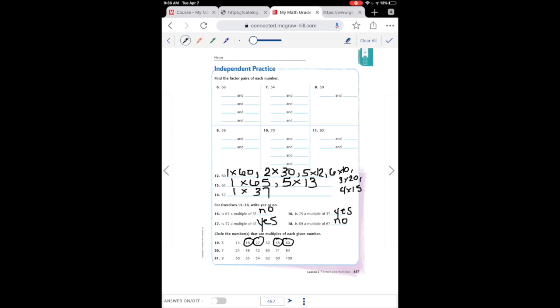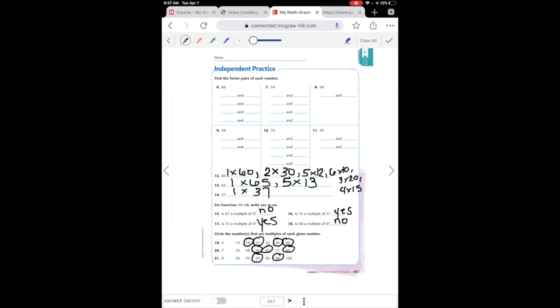Yes. Number 20, 7. If I count by sevens, will I say 24? No. Will I say 38? No. Will I say 42? Yes. Will I say 63? Yes. Will I say 71? No. Will I say 84? Yes. Number 21, number 9. If I skip count by nines, will I say 30? No. 35? No. 54? Yes. 82? No. 90? Yes. All right, so that is our independent practice for lesson 1.